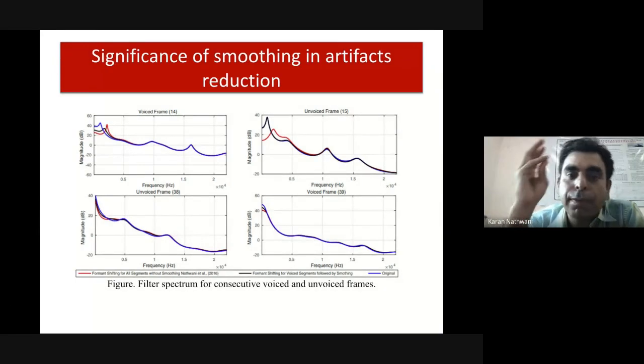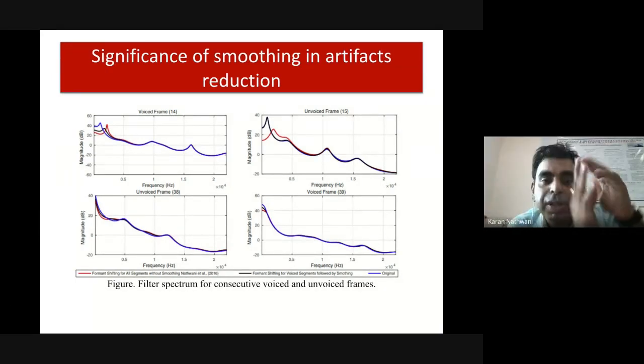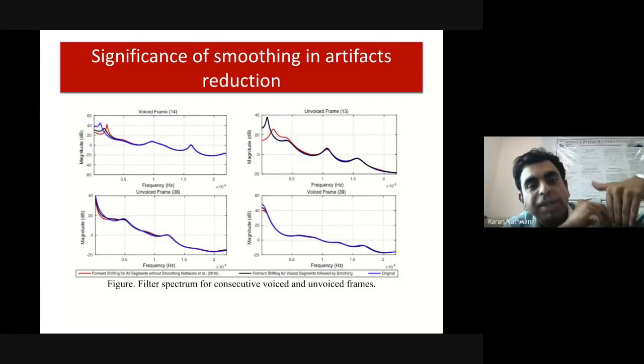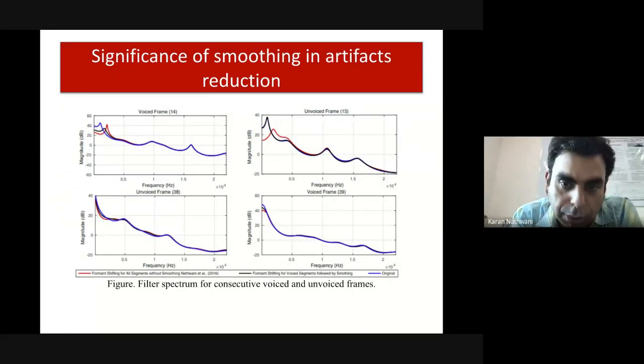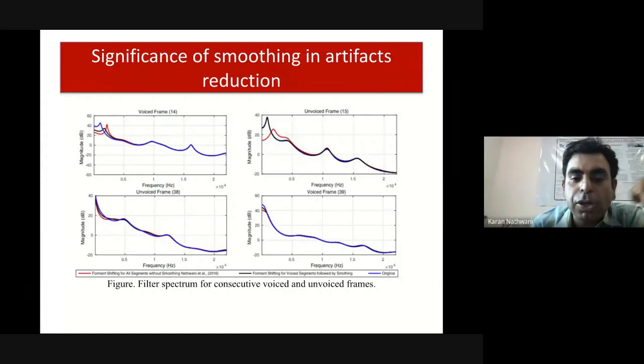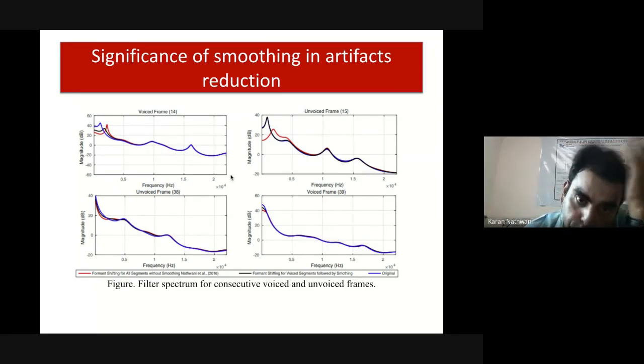Now we have seen the voiced segment and the unvoiced. Now we want to see, when we move from voiced to unvoiced and unvoiced to voiced, what is the impact on the filter structure? That is the formants. So this is what has been shown here. Again, the original is given by blue, the red one is the non-smoothed, and the black one is our smoothed approach, performed only on the voiced segments.